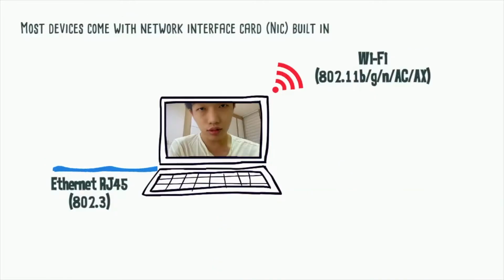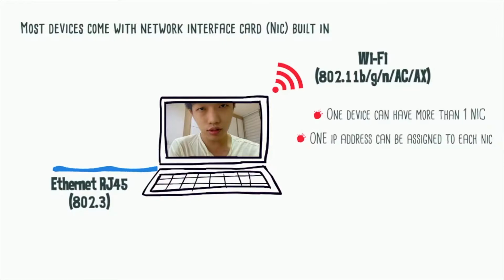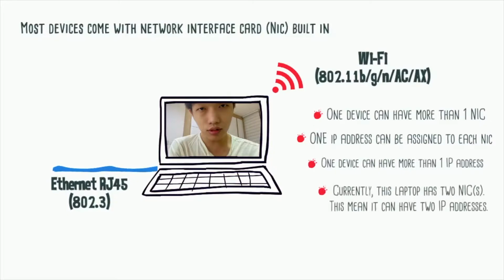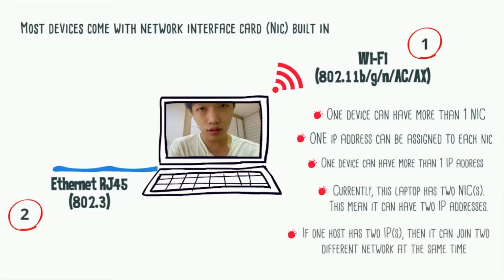The device you are streaming with right now has at least one IP address. This IP is assigned to the NIC that comes built in with the device. And just like we can have many names and nicknames, one device can also have multiple IP addresses if it has multiple NICs attached to it. This laptop here has two IPs, one for the Wi-Fi connection and one for the Ethernet connection.